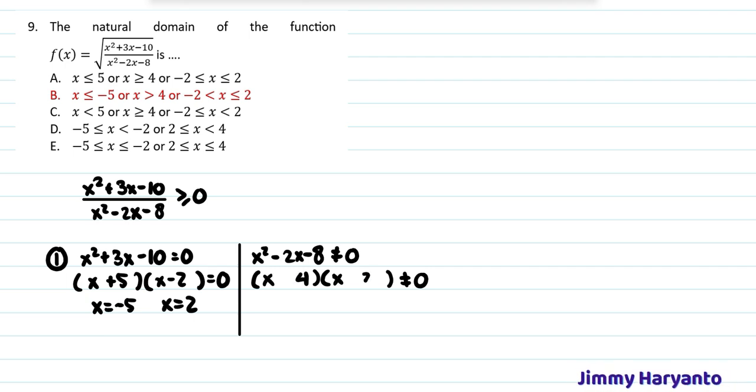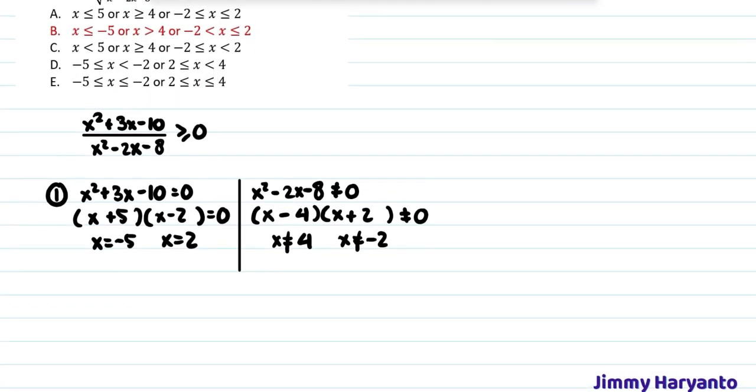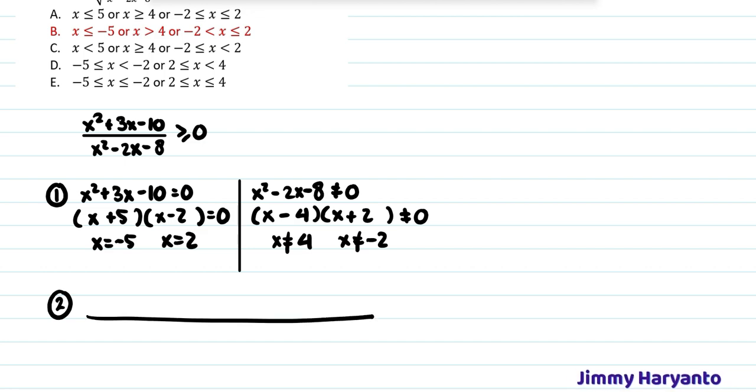Yeah, so this one is 4, this one is 2, plus or minus, so x equals 4, x equals negative 2. But because the denominator cannot be equal to 0, that means x also cannot be 4 and cannot be negative 2. Okay, second, you have to create a number line.